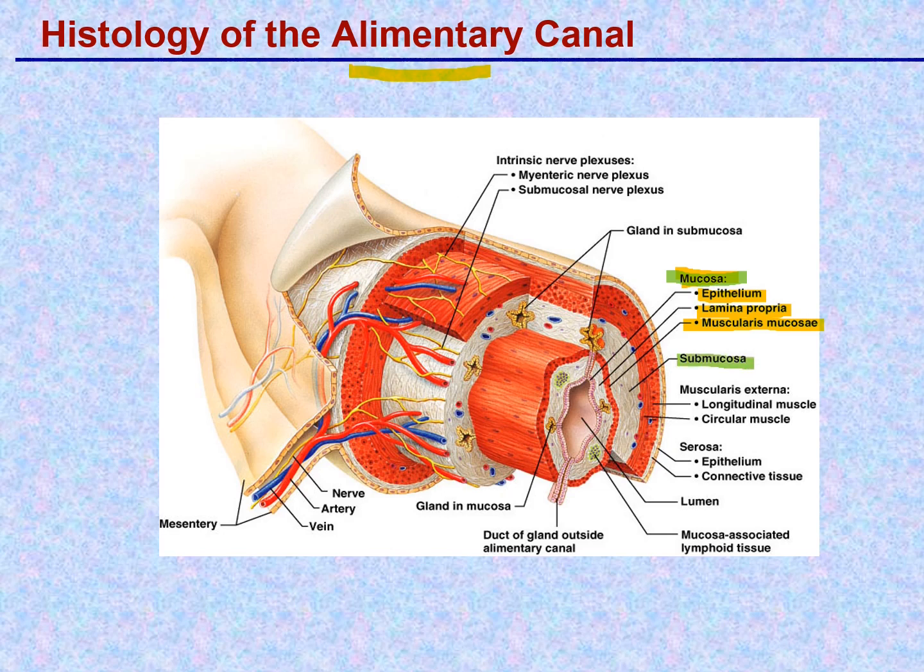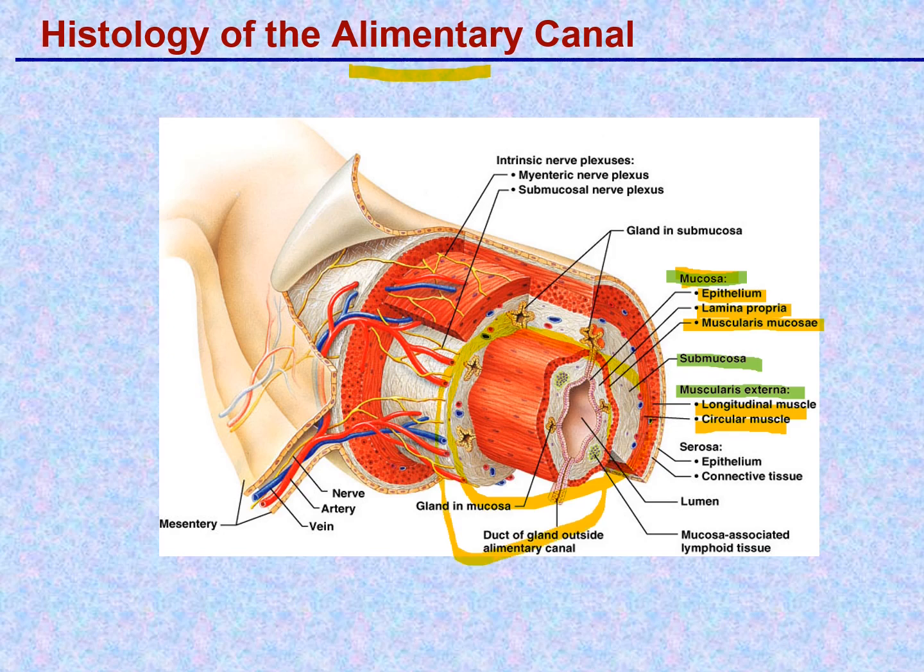The next tunic is the submucosa, and that has a lot of connective tissue and blood vessels and nerves within it. Then after that is the muscularis externa, a fairly thick layer of smooth muscle that runs in 2 directions. There's longitudinal muscle tissue and circular muscle tissue. Here you see the circular muscle tissue, which means it's oriented around in a circular pattern.